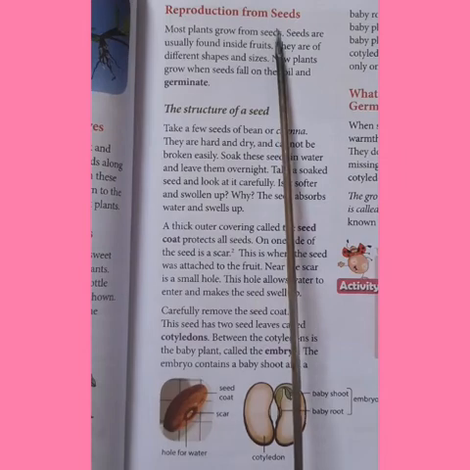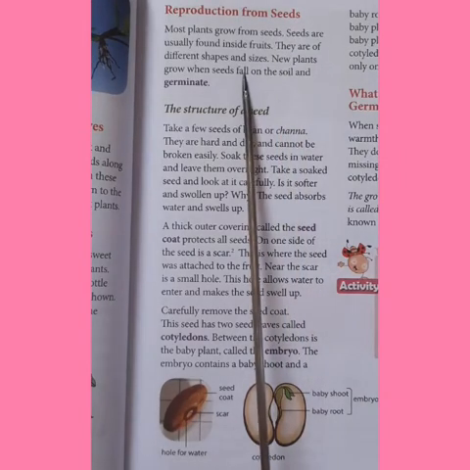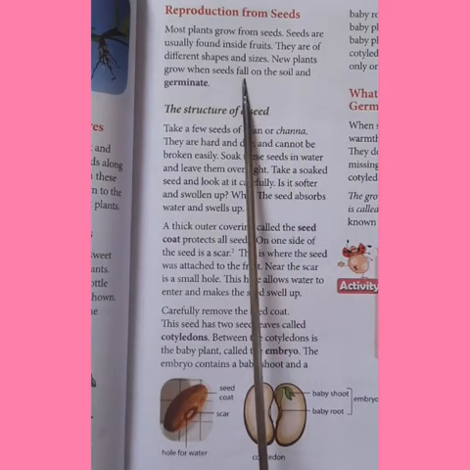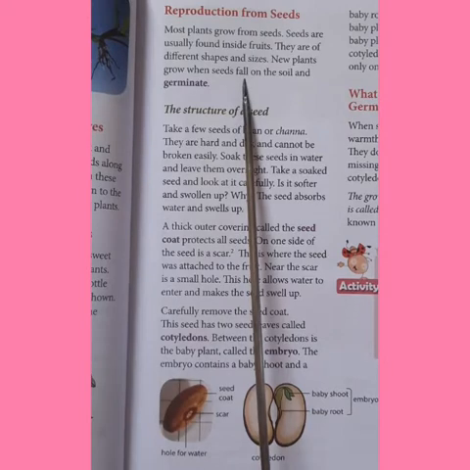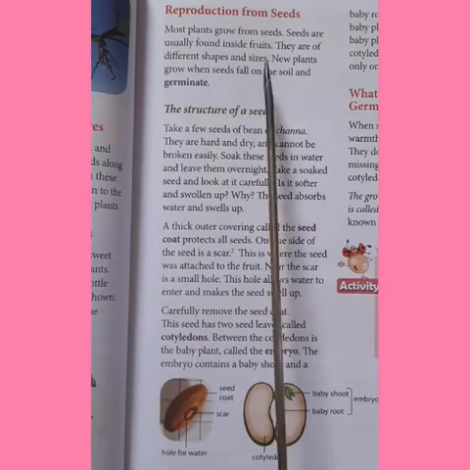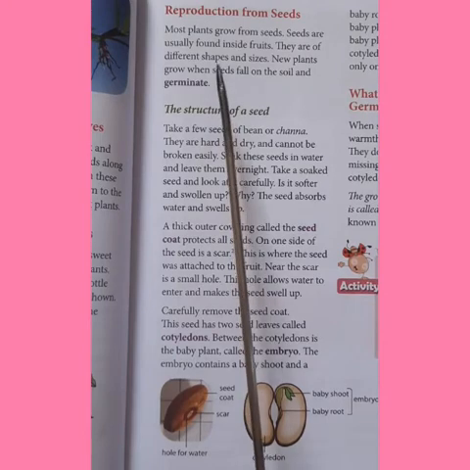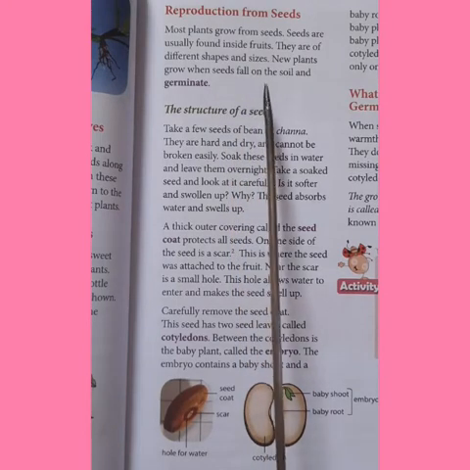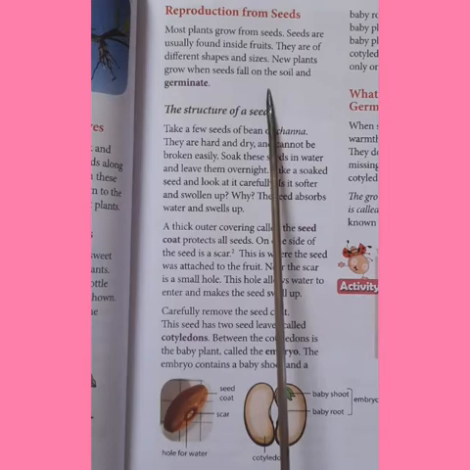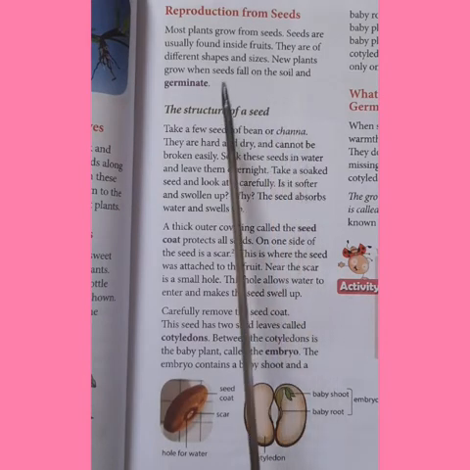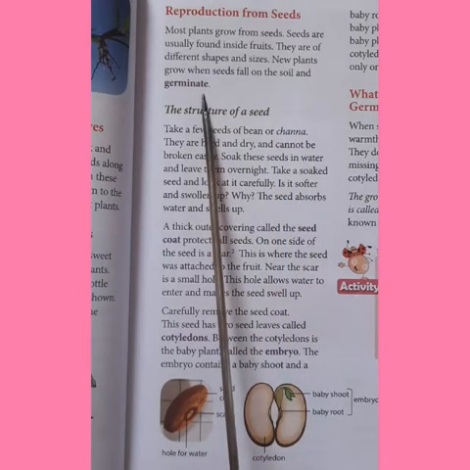Reproduction from seeds. Most of the plants will grow from seeds, and seeds are usually found inside the fruits. The seeds are of different shapes and sizes also. And new plants are grown when seeds fall on the soil and they germinate.